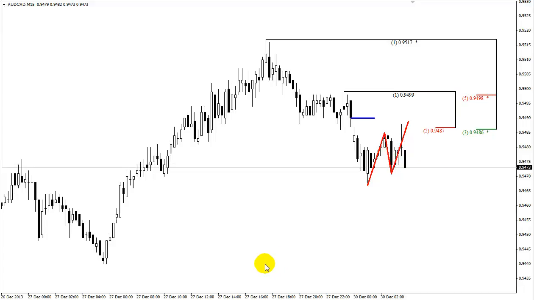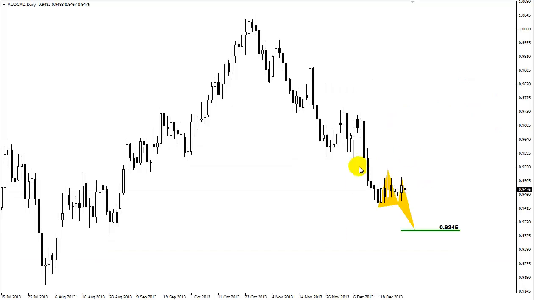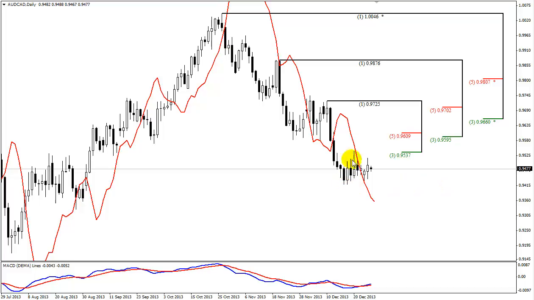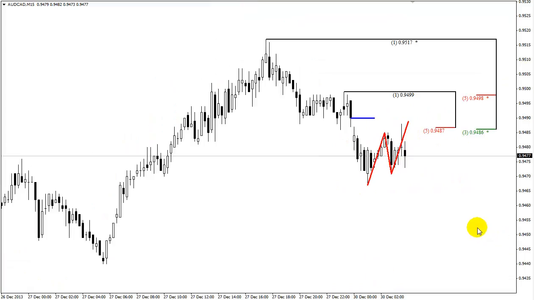So let's see what the market will give us, what movement it will have, but at this time I favor the formation of this butterfly and reaching of these targets on the daily time frame, but also we can have here the Gartley 222 sell right at the zone. Okay, that's the analysis for AUD CAD.